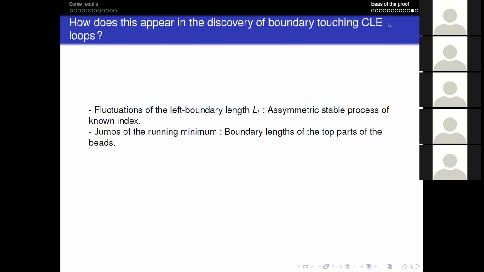I have a question which is not directly related to what you're talking about, but you have the CLE carpet and others. Is there any work for constructing a process on that?